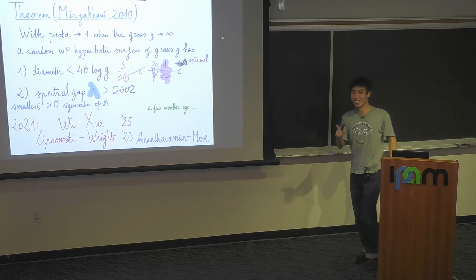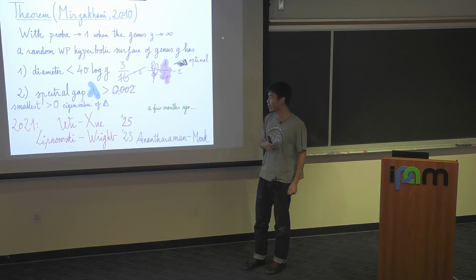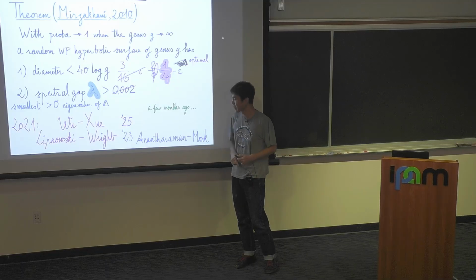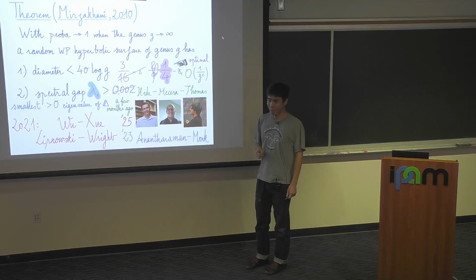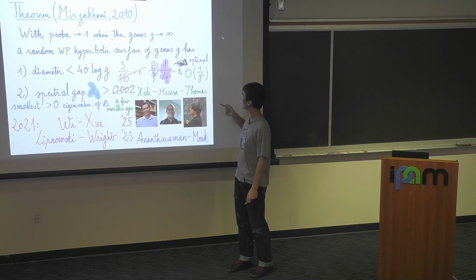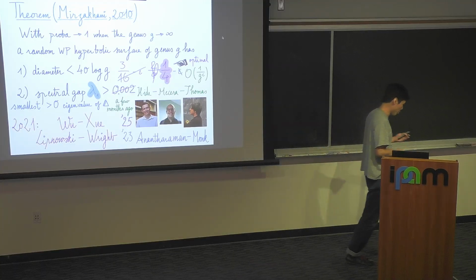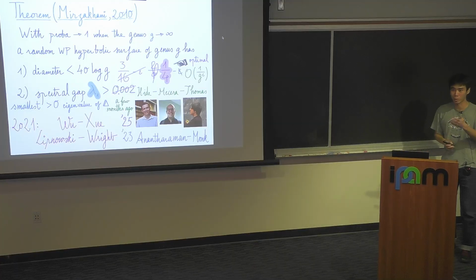Sorry, I just forgot to mention a very important point. You may think this is already the end of the story, but actually the topic is still very active. Just a few months ago, this result has been improved again. And of course, you can do nothing about this a quarter, but Will Hide, David Macera, and Drew Thomas, who are in the audience, managed to improve this epsilon by replacing it by a narrower term, which is a polynomial in 1 over g. So in this very impressive paper, they use a completely different method that I think you will see in Joe's talk.